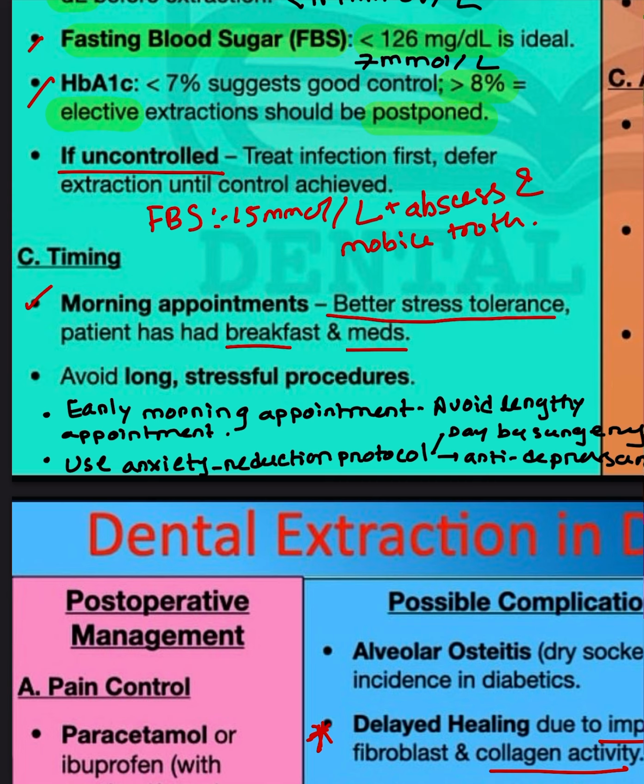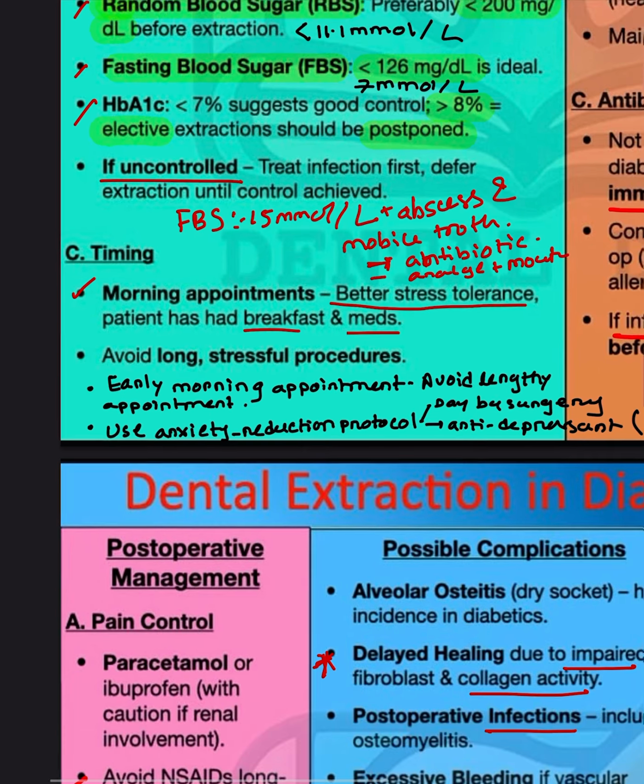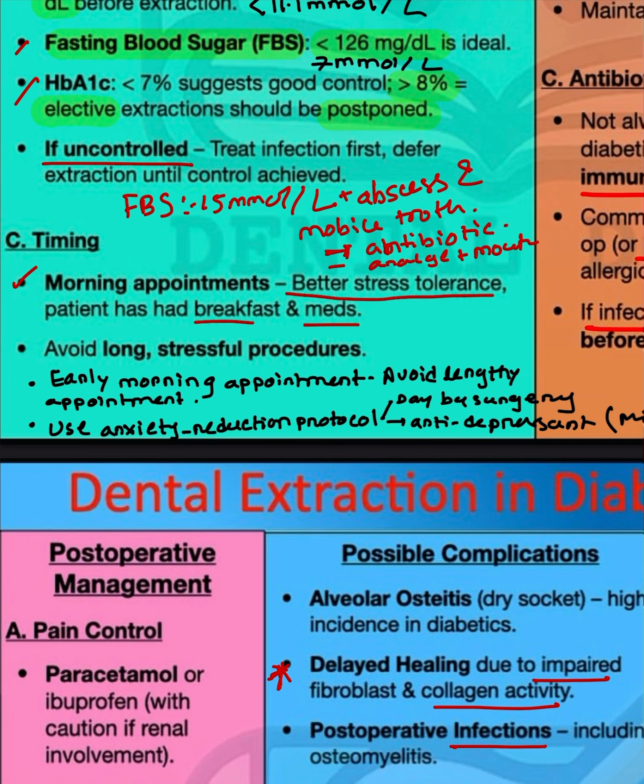So what we will do, we'll first treat the infection. We can drain the abscess. We'll just drain the abscess, give antibiotic, analgesic, and mouthwash. And we'll first control the infection. Then we'll go for definitive treatment. First, control of active infection is our goal.